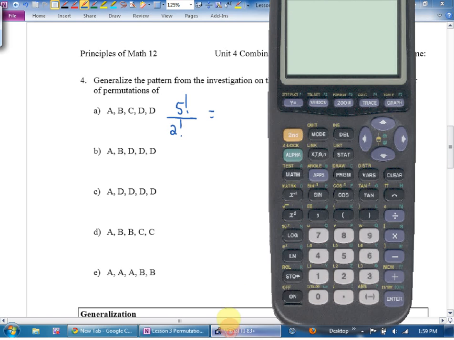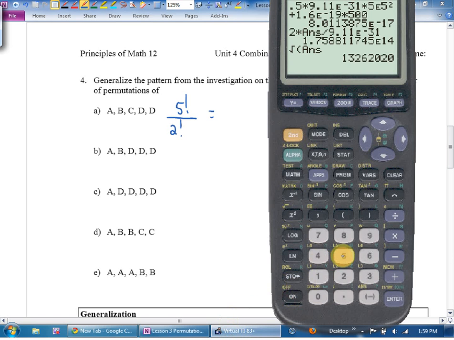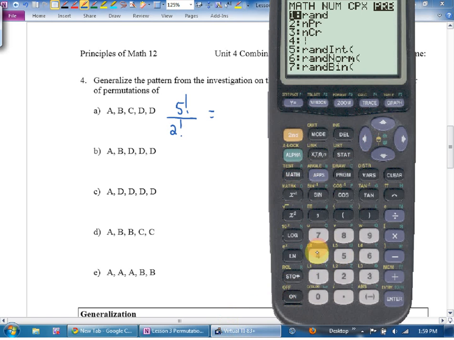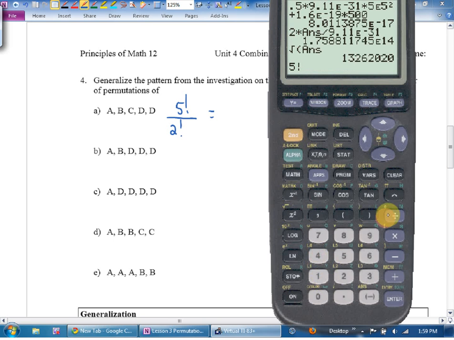Calculator. 5, math, left arrow, factorial, divided by, is 2 factorial the same as 2? I'm not going to waste time going 2, math, left arrow, down, factorial. I'm going to just type 2, and I'll assume that you know that I did the calculation in my head, because it's way less typing, and the answer is 60, yes?